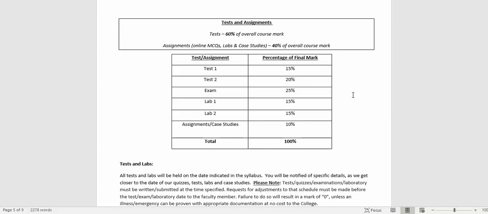The mark breakdown is 60% from tests, so that's 15, 20, 25. And then it's 40% for the assignments and labs. So the two labs are worth 15 each. And the online multiple choice assignments are worth 10. Now, this 30% of the mark will come after the final exam. The rest will be all done online.